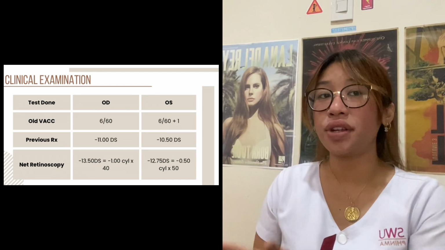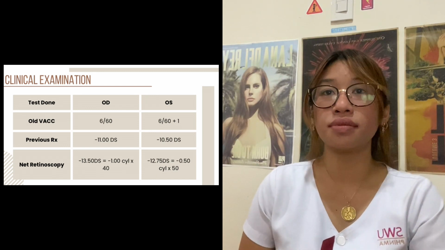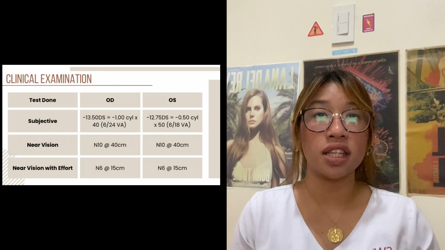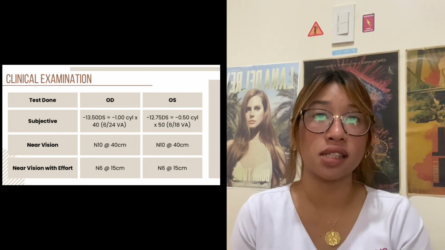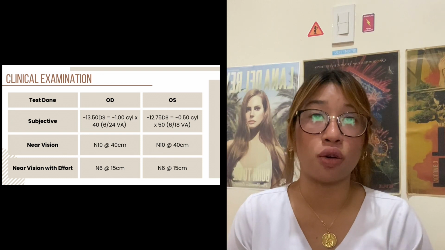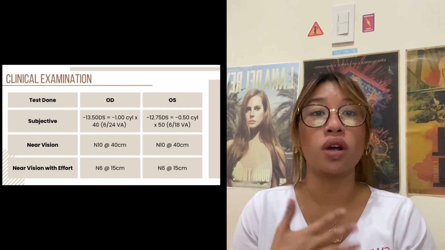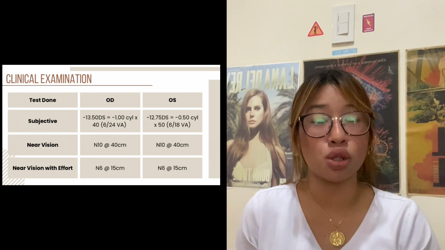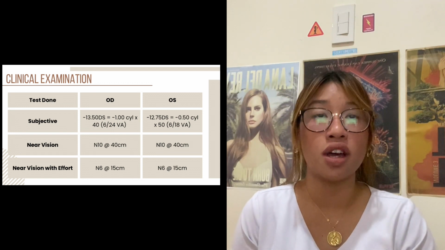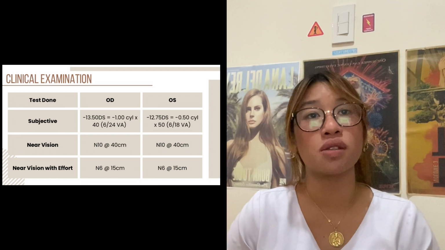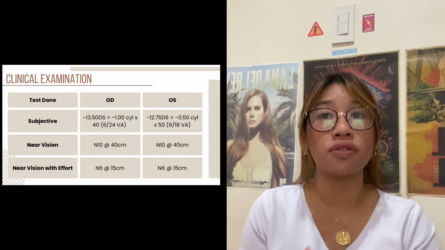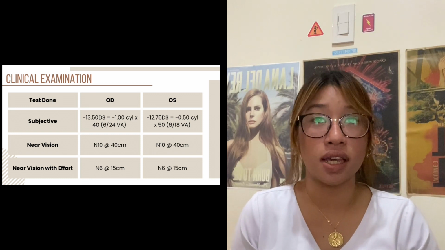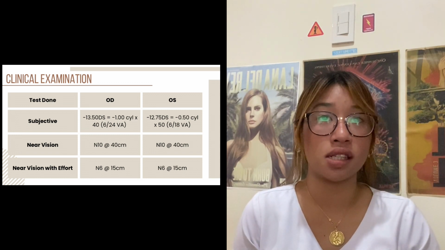So this is the summary of the findings. The subjective acceptance was minus 13.50 combined with minus 1 axis 40 with a vision of 6/24 in the right eye of the patient, while in the left eye, subjective acceptance was minus 12.75 combined with minus 0.50 axis 50, and he can achieve 6/18. For near vision, N10 at 40 cm and N6 at 15 cm with effort.